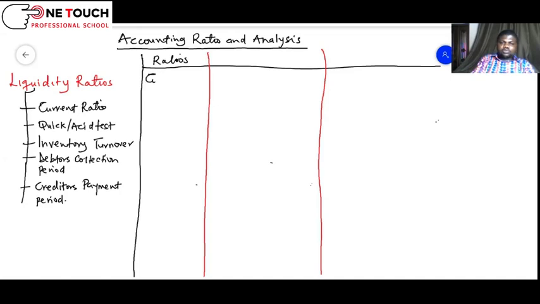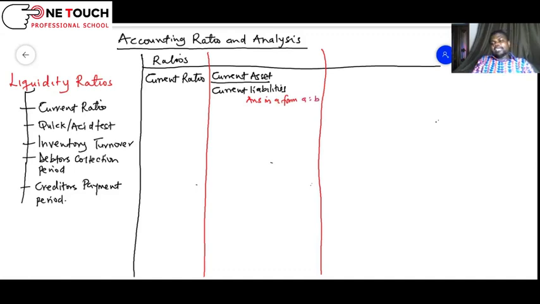So let's pick current ratio. Current ratio is just current assets all over current liabilities. We expect the answer in ratio, that is A is to B. Answer in the form of A is to B. So you should leave your answer in ratio form like this.